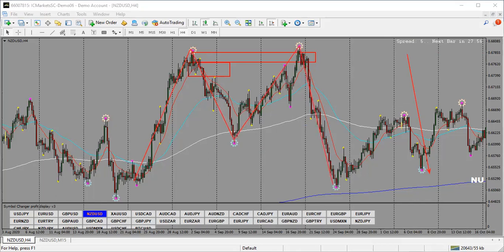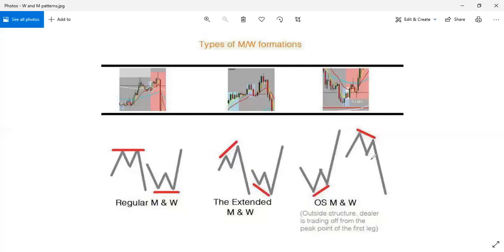So if you look at this M, let me show you from here, because we have the various patterns of M that you should look out for. This is just the beauty of this method. Can you see this chart, these pictures on M's? Yes. We have 3 kinds of M's that I normally see in the market: the regular M's and W's, the extended M's and W's, and the asset structure M's and W's.